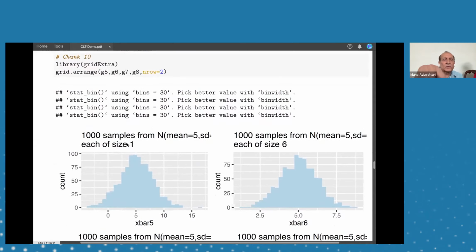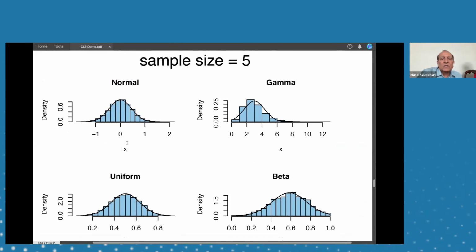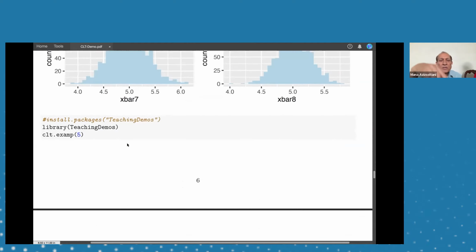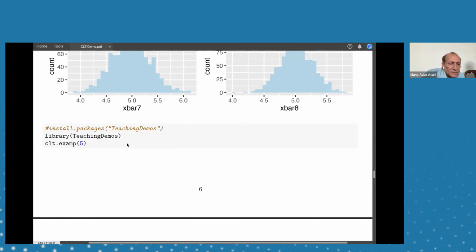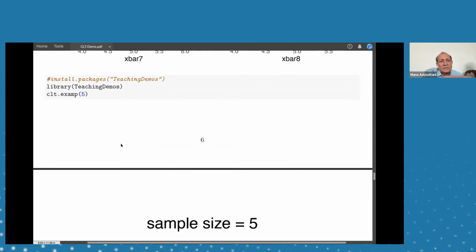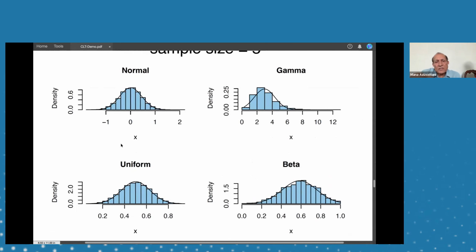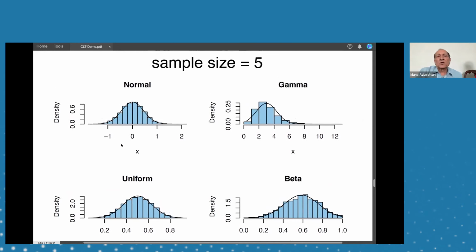So that will do this simulation from different distributions. I only wrote the code for uniform, but it's just that one code. You load the library, teaching demos, and all you have to do is a CLT exam, one line, and it will produce these 4 graphs. What is going on is, if the underlying distribution is normal, you will get a normal distribution, that's the theoretical result. If it's a gamma distribution, it is skewed, positively skewed.